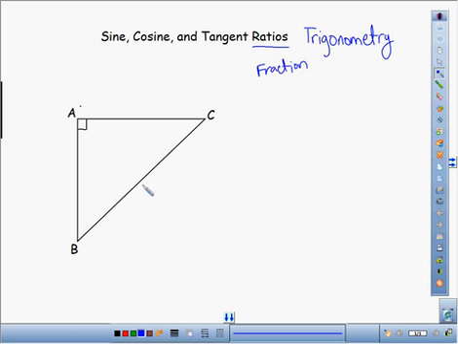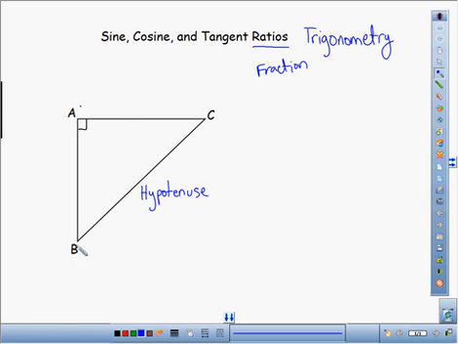You guys are already aware that the side across from the right angle, opposite of the right angle, is called the hypotenuse. It's always the longest side of the right triangle. So we have the hypotenuse of a right triangle. And we called the other two sides legs. What I want to talk about today is that we can talk about the legs of a right triangle with respect to a particular angle.